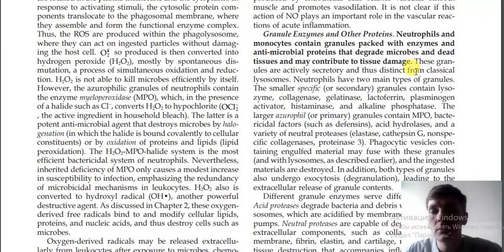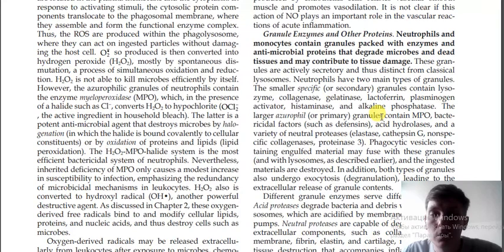Then let's continue. The granules are actively secretory and thus distinct from classical lysosomes. Neutrophils have two main types of granules. The smaller specific granules, also named secondary granules, contain lysozyme, collagenase, gelatinase, lactoferrin, plasminogen activator, histaminase, and alkaline phosphatase. And the larger azurophil granules contain myeloperoxidase, bactericidal factors, acid hydrolases, and a variety of neutral proteases, which are elastase, cathepsin G, non-specific collagenases, proteinase 3.